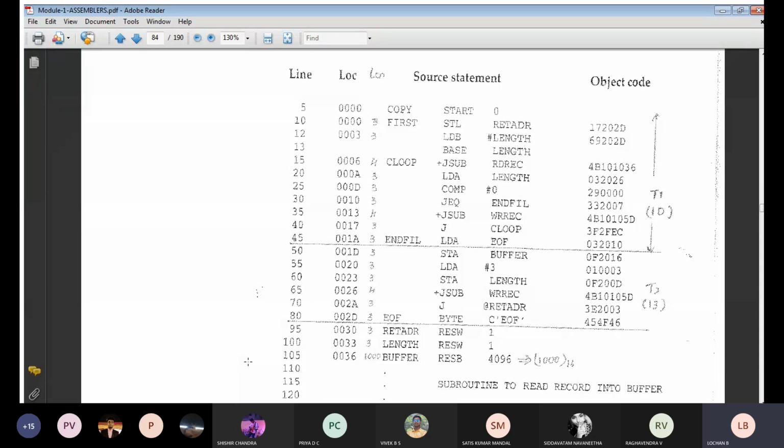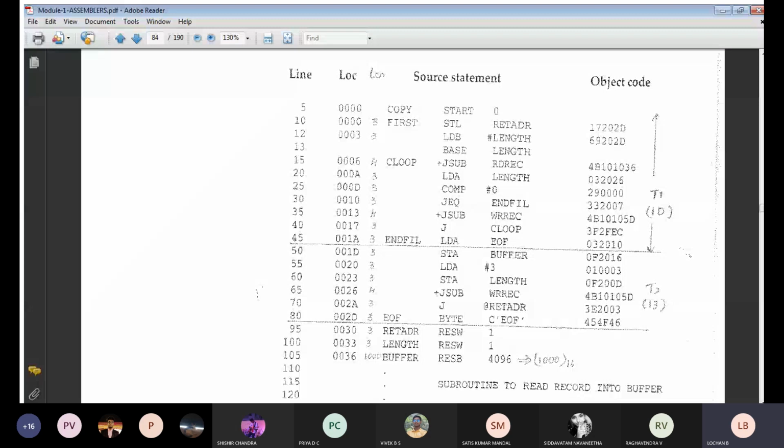So for LDB hash length, initially it was 000, so I'm going to add 0003. Next, what did you get here? The plus J sub instruction. For the plus J sub instruction, I'll add plus 3 itself. After that, for the next instruction, you need to add 4. You may ask, sir, you told us that for plus J sub we need to add 4. But what I want to say is that it is with respect to the next instruction that you add plus 4, not with respect to the present instruction.